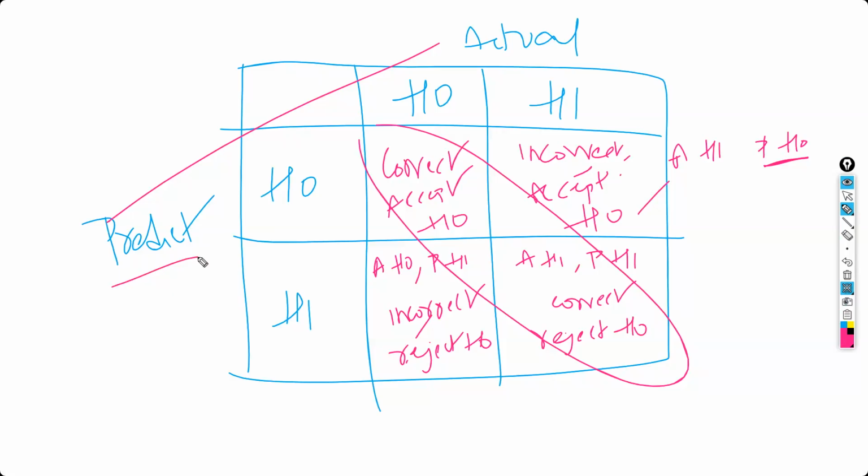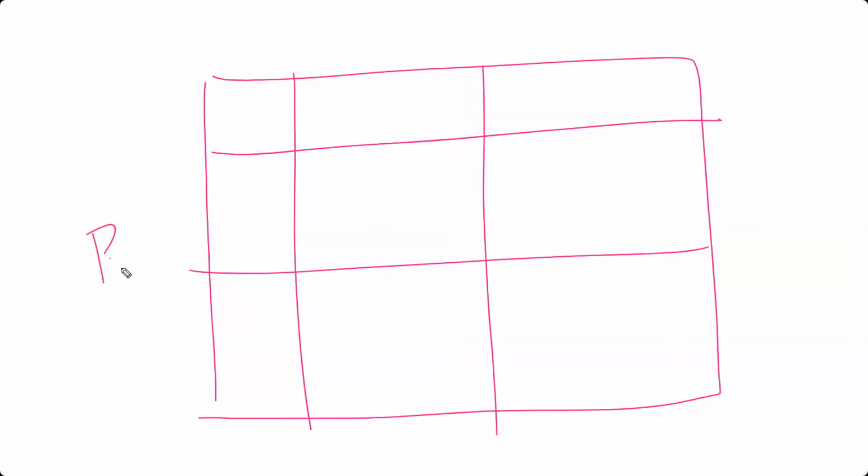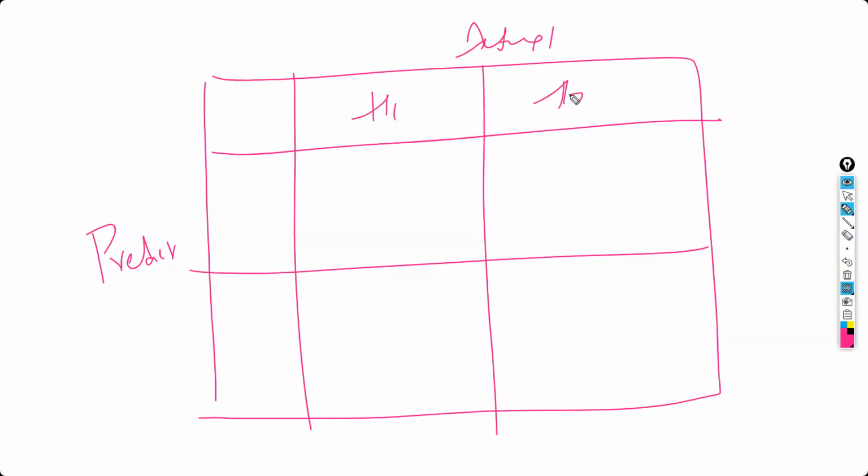And coming to my interview, I will give it like this. Many people, whenever I ask about the confusion matrix, write something blindly. For those people, I'll write here on this side predict, this side I will write actual, and this side I will write H0 and H1. This is H0, and this is H1. This is my interview question.